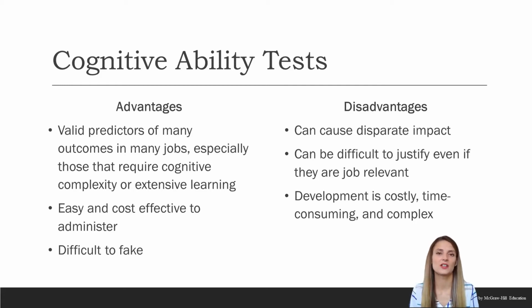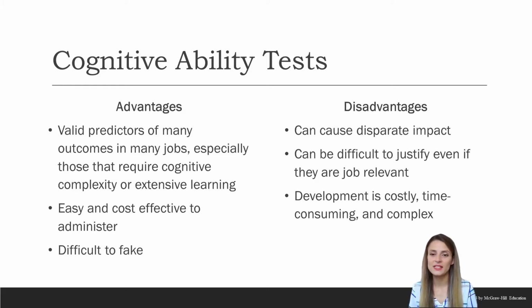They are difficult to fake. That is one of the strengths of a cognitive ability test. Sure, people can guess the right answer, but more so than on a personality test, these tests are difficult to fake. The disadvantages are that they can cause disparate impact. They can be difficult to justify in a court of law, even if they are job relevant. This is especially true when there is evidence of disparate impact. If your intelligence test is biased, no amount of job relevant data is going to allow you to keep that test. You must get rid of it and replace it with a test that does not have a negative impact on one group more than the other.